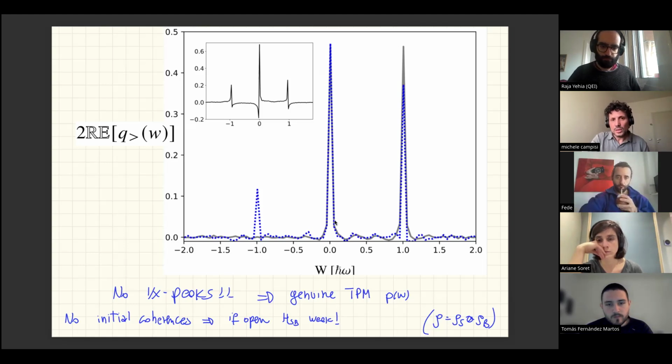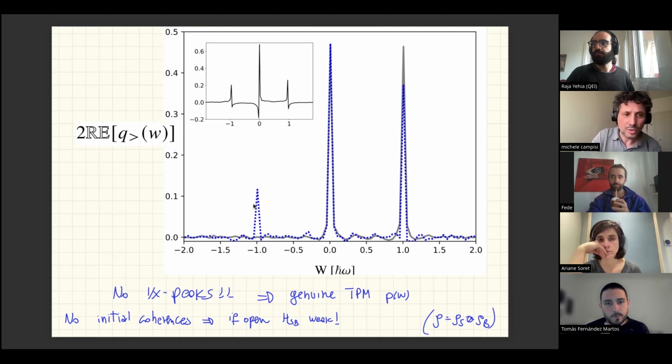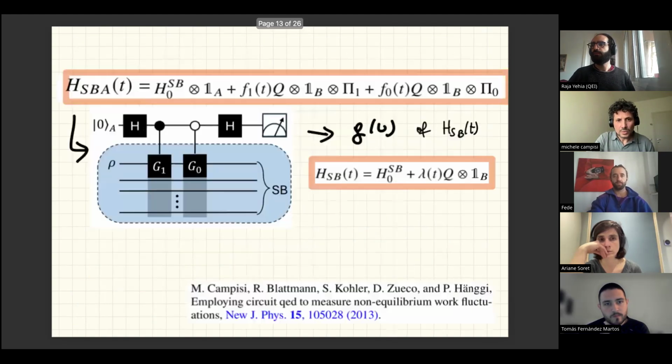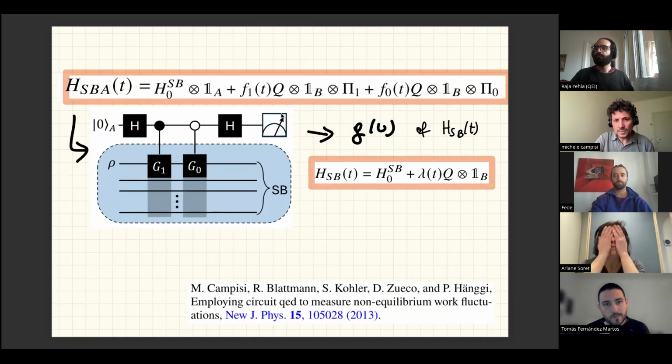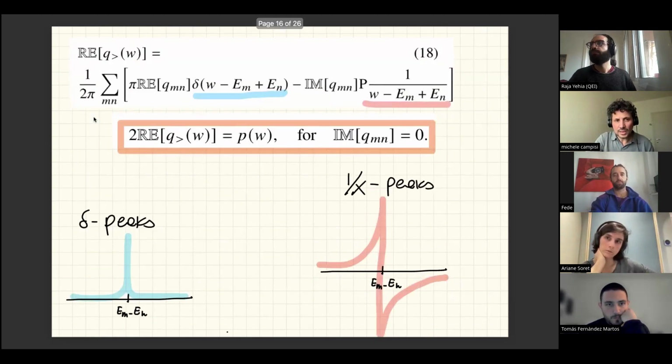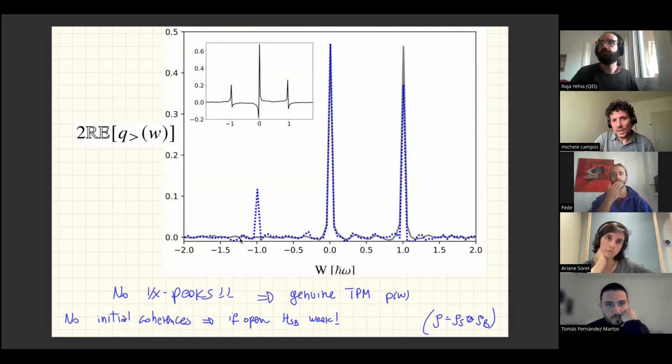And the blue line is the actual output of our quantum circuit. So this is what we measure from the IBM quantum processor. What we are plotting is 2 times the real part of the half inverse Fourier transform. We take G from the circuit, we do the half inverse Fourier transform, get the real part, and plot it. Okay, so let's look at this blue plot. You see that there are no 1/x antisymmetric type peaks. So this tells us already that this is a genuine two-point measurement scheme work PDF.